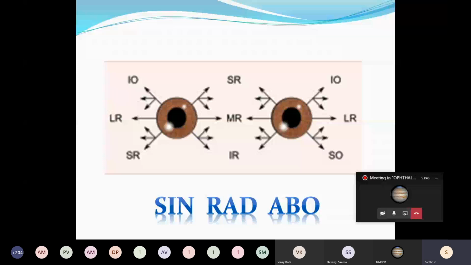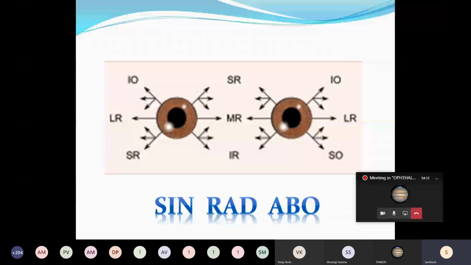I would also help you by giving you one particular mnemonic so as to remember the various movements of the eyeball by various muscles. SIN RAD ABO. When you expand it, it says superiors are intorters, recti are adductors, and ABO means abduction is by obliques.